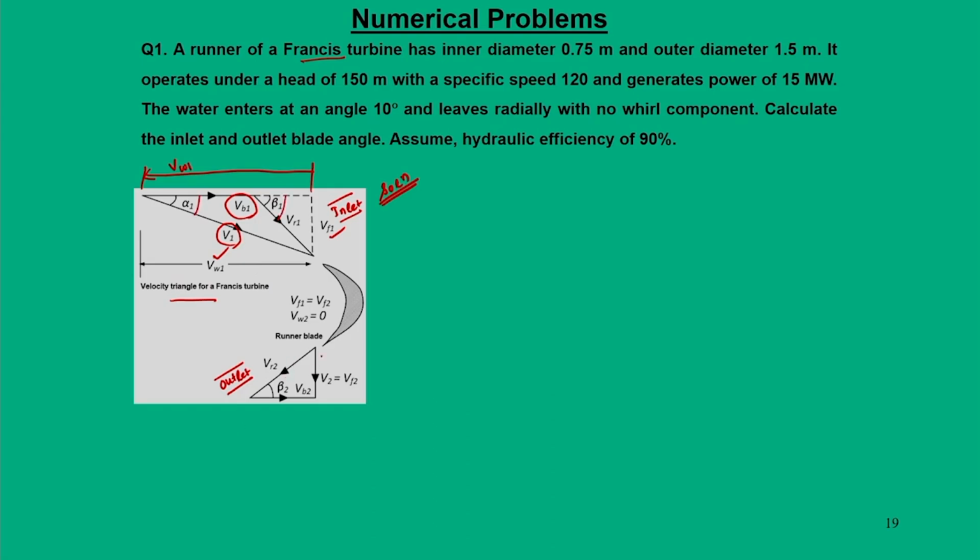Then we have the outlet triangle, with similar terms beta 2 and alpha 2, and here the essential feature is that Vf1 and Vf2, that is the flow velocity, remain the same from inlet to outlet. Now, with this summary, let us solve these problems. The data are given: the inner diameter is 0.75 and the outer diameter is 1.5 meters. These two diameters will decide Vb1 and Vb2. We will see how you need to find them.